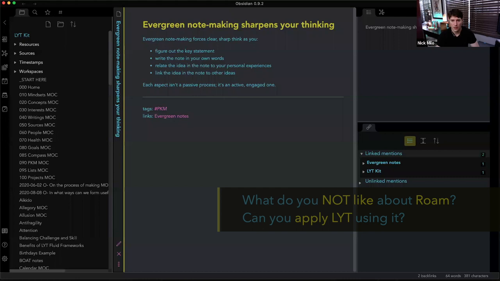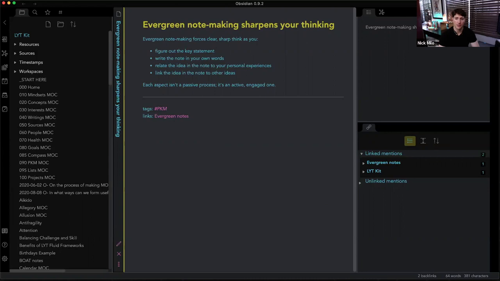What do you not like about Rome? Can you apply light using Rome? Okay, I'll be careful with this one as well. I will say this about Rome. It is so powerful. It is the most powerful databasing machine out there that I know of for the common person.